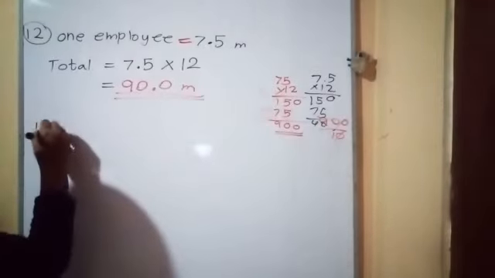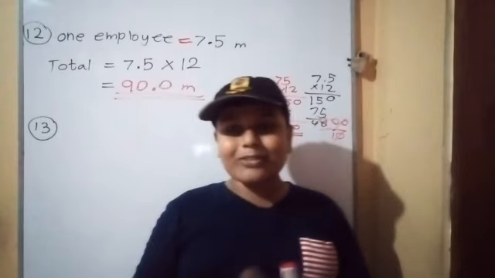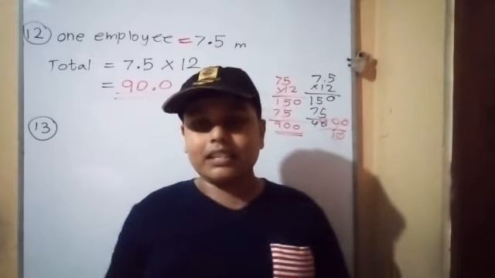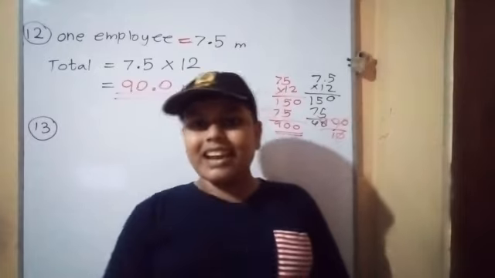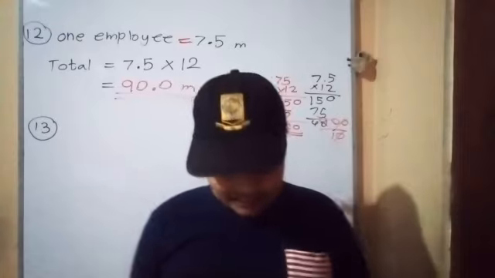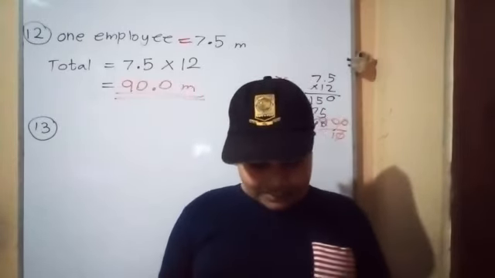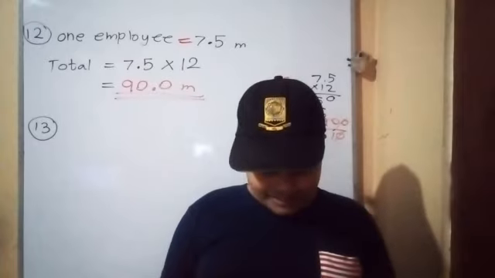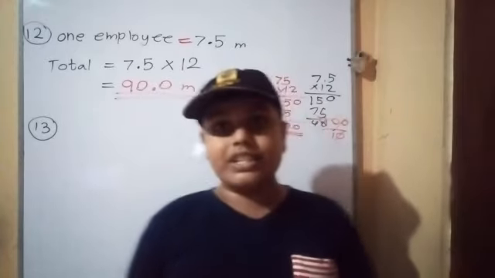Now 13th question. This is your last question, grade 7 guys, in this revision exercise 3 related to the third term. If the thickness of a DVD is 2.3 millimeters, find the thickness of a package consisting of 5 such DVDs.